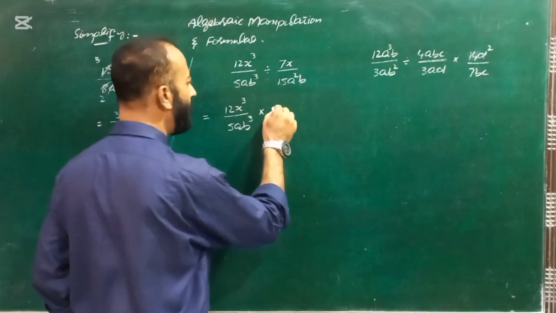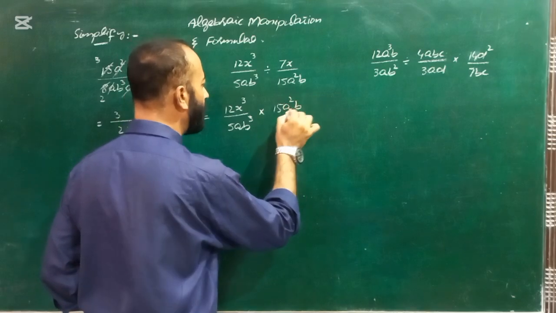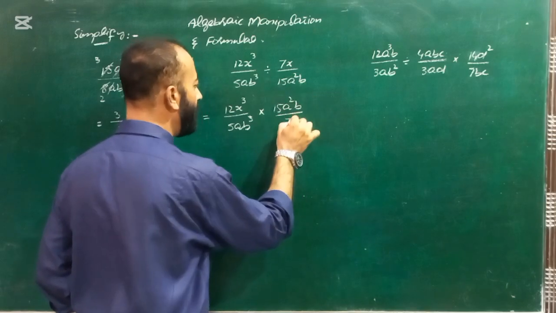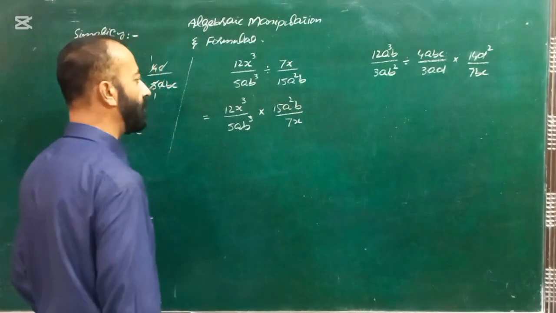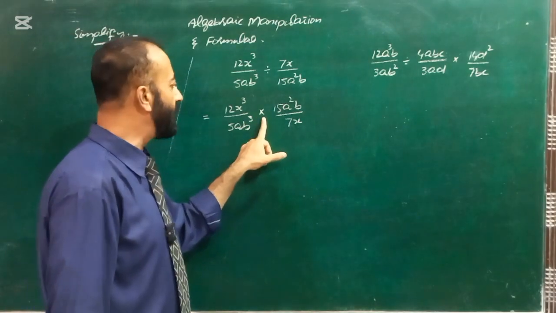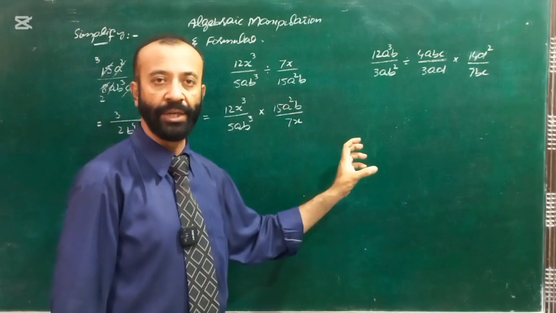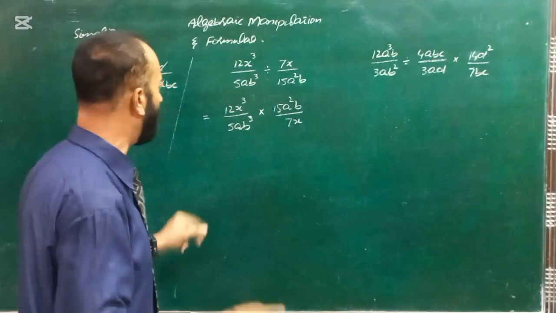Now convert this division sign into multiplication and the fraction after the division sign will be reciprocal. So denominator will become numerator and numerator will become denominator. So at this step you can see now there is a multiplication sign. So one value in the numerator and one in the denominator can be cancelled now.